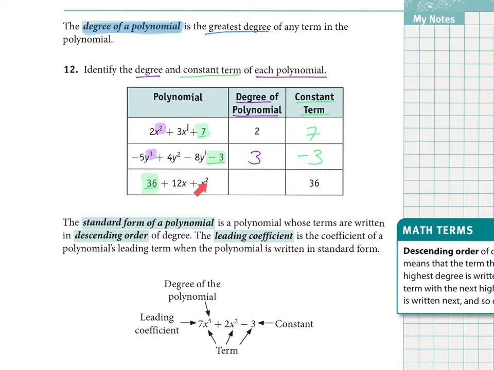Now, last but not least, we can see that this has an exponent of 1. I always like to add that in there. And then this is an exponent of 2. So we take the highest one, even though it's our last term. So the degree of our polynomial will be 2.